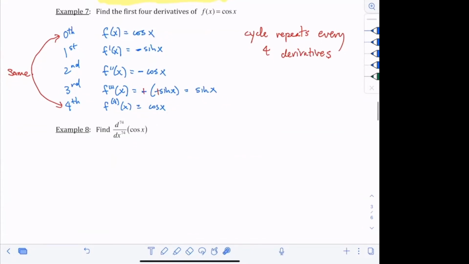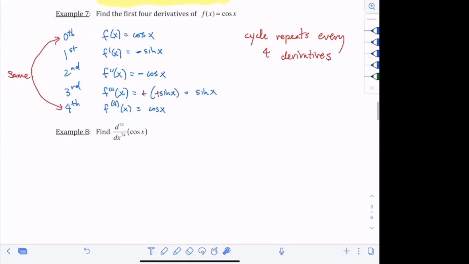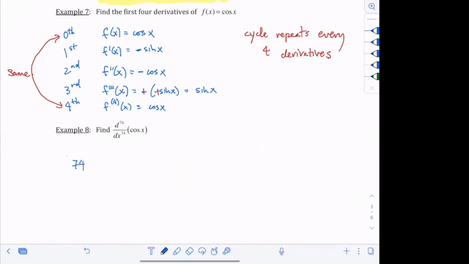Okay. So now we are actually in a position to do example 8. If I know that it repeats every 4 derivatives, then all I need to do is take 74, divide it by 4, and find the remainder.